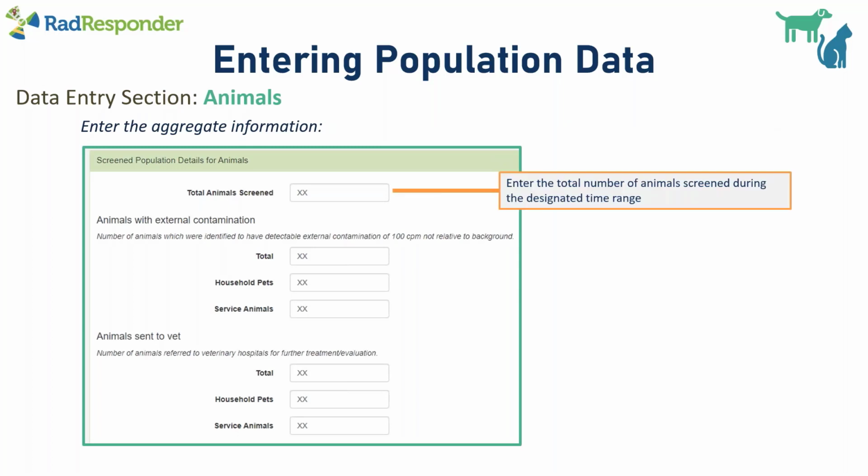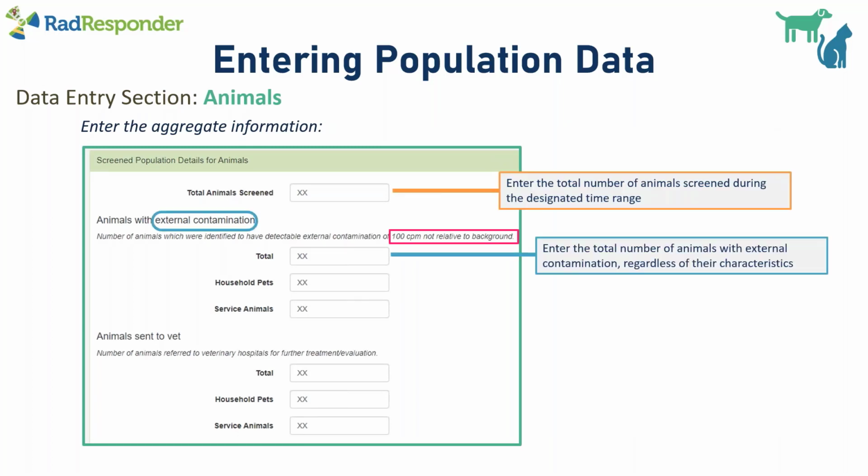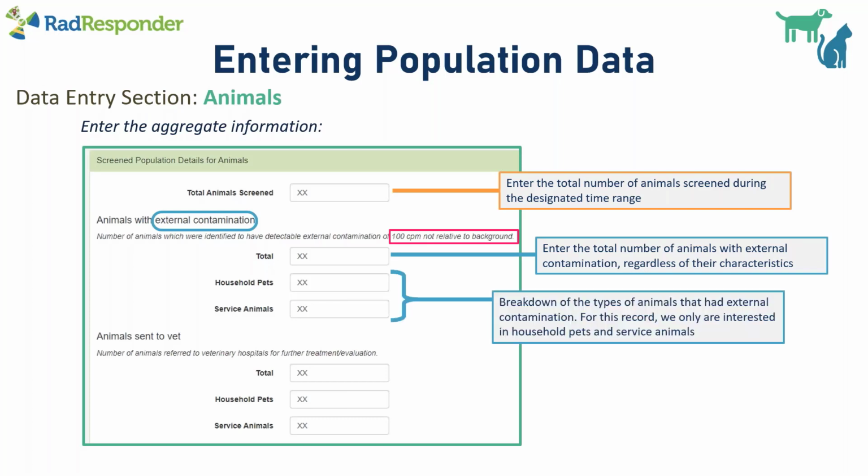You'll scroll down, you'll enter the total number of animals screened during that time range. Animals with external contamination, you can read the description to know that it's 100 CPM, not relative to background. You'll then enter the total number of animals with external contamination, regardless of their characteristics, and then break it down between household pets and service animals. Again, you'll continue that pattern for the various categories and characteristics.